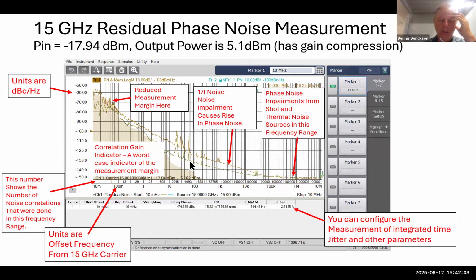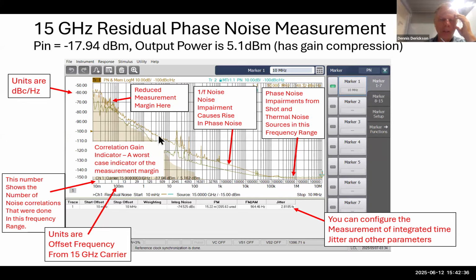And this rise here is due to 1 over F noise that's getting modulated onto the carrier. That's that nonlinearity thing. Even though it's in the linear non-saturated region, there are AM to PM conversion mechanisms that still have nonlinearity even at these low input powers. So here the noise floor is rising. This orange area right here shows the floor of this measurement. The more correlations we do, the better noise floor we get.